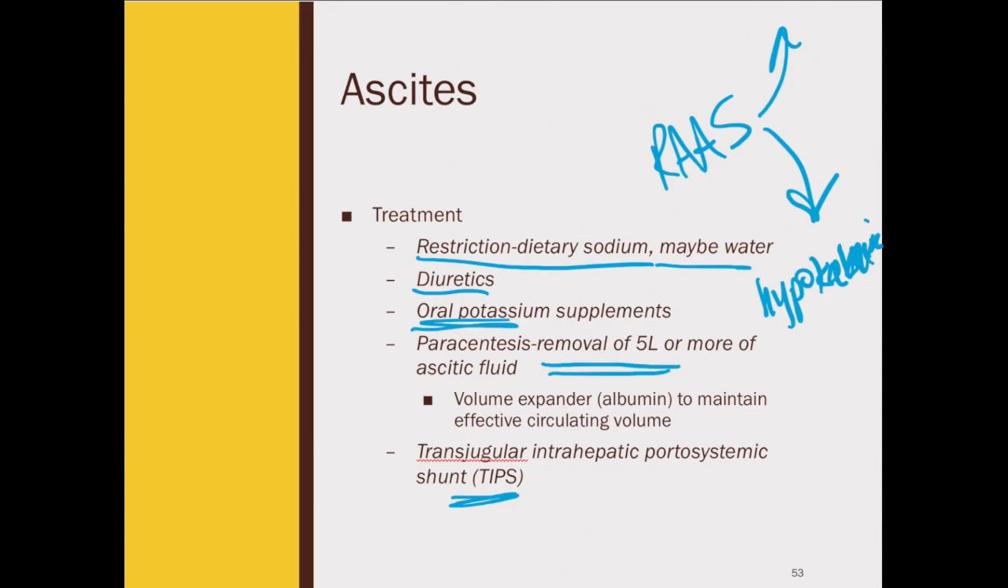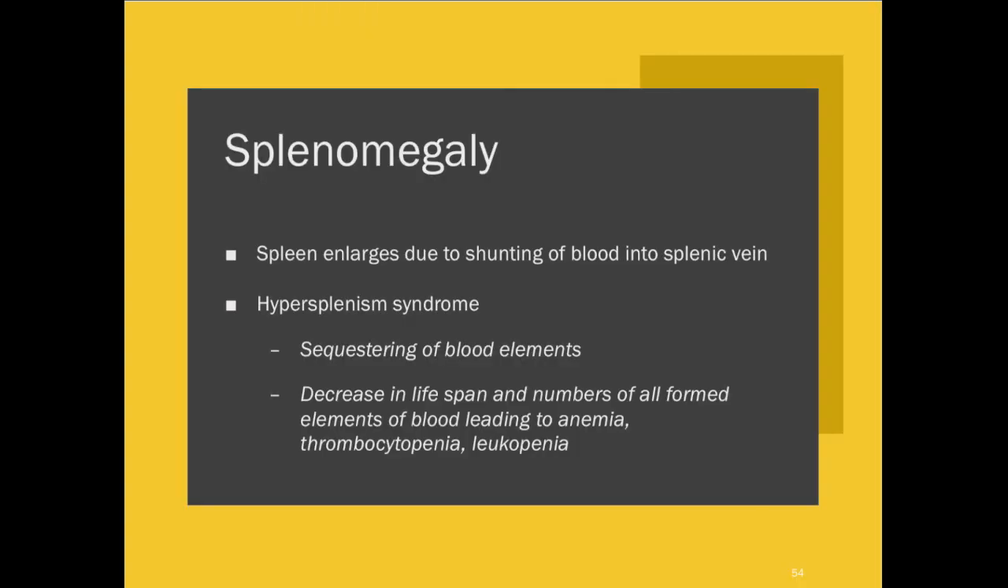It bypasses the liver, and that way we can reduce some of the pressure in that portal vein. We've talked about splenomegaly and why the spleen is enlarging along with the liver. That has a lot to do with blood flow.